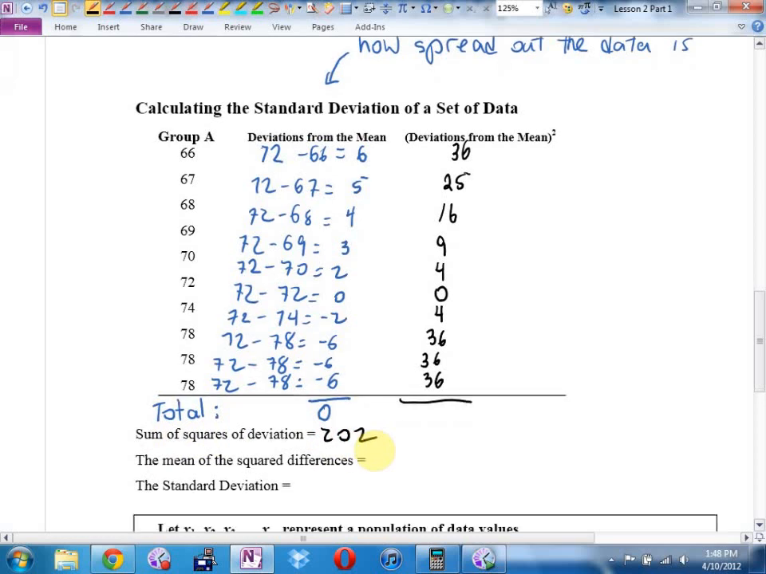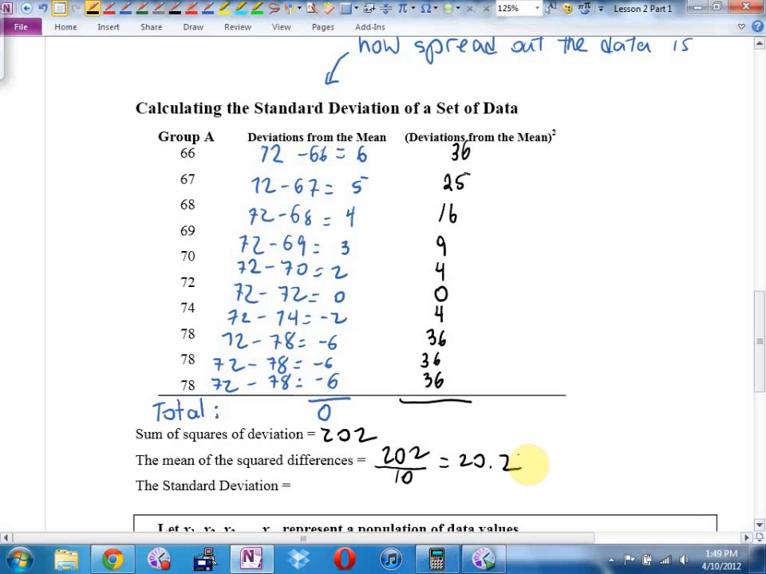Then they said, what I'd like to do is take the average of this 202. How many pieces of data were there grand total? 10. I'm going to go 202 divided by 10. I can do that in my head. 20.2.